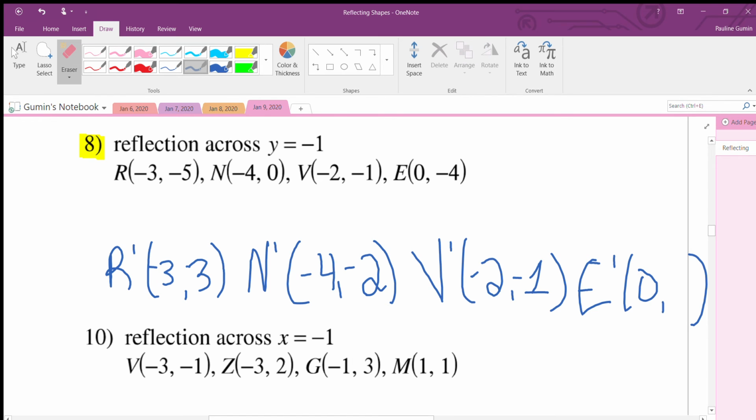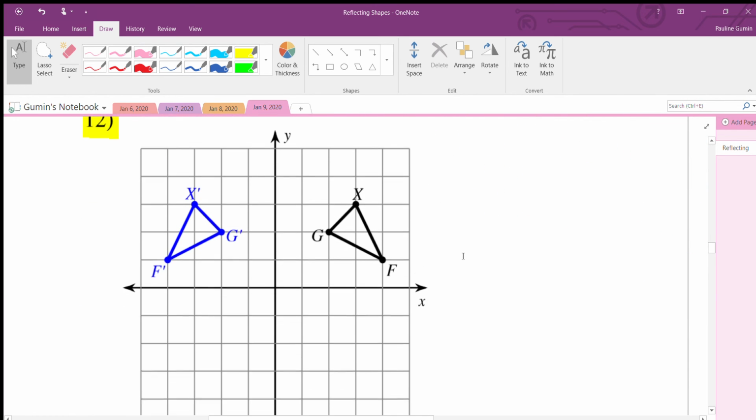Let's do E prime. To get from -4 to -1, I would have had to add 3. So I'm going to add 3 to my line of reflection. -1 plus 3 gives me a 2. And we're done. Let's move on.